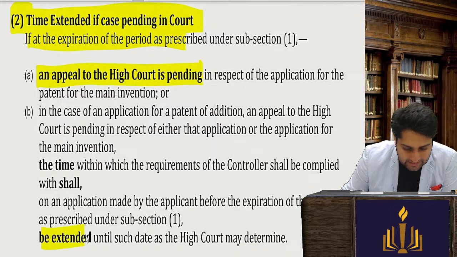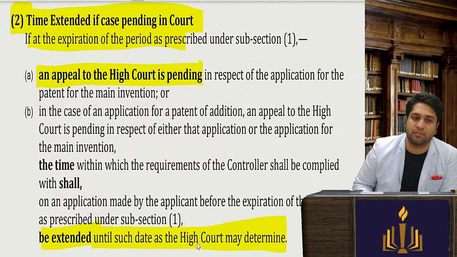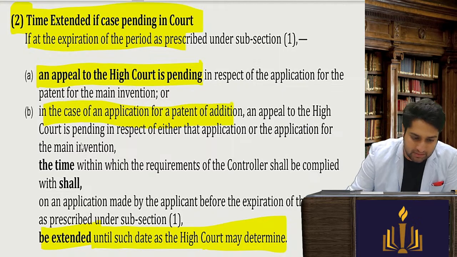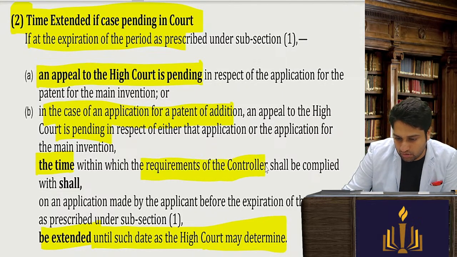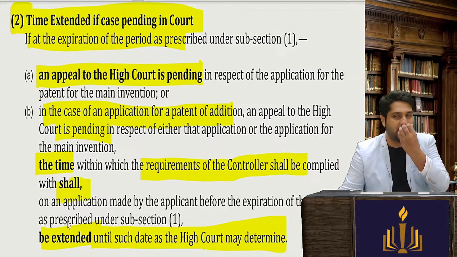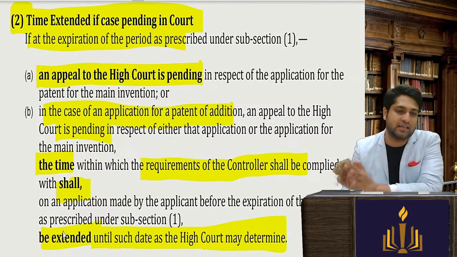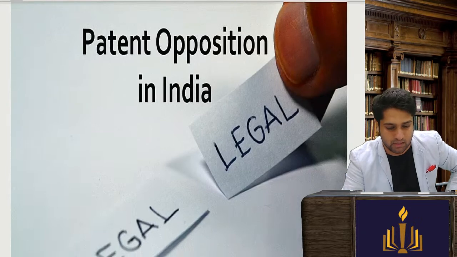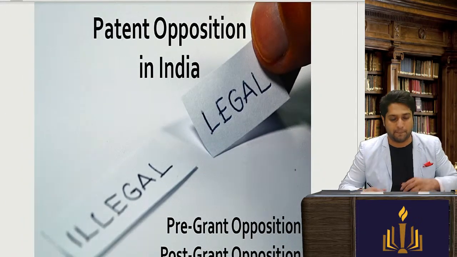We shall extend the timeline until such date as the High Court may determine. Or in a case of patent of addition, we will see in the next section, if an appeal is pending, the time within which the requirements of the controller shall be complied with shall be extended. Very, very simple. If there is a court case, the time period will be extended till the High Court has disposed of the matter. Now we are seeing patent opposition in India.